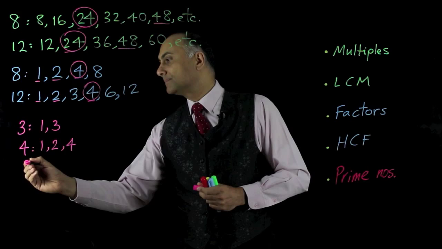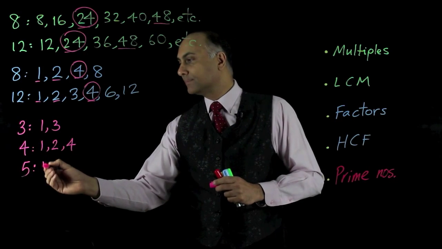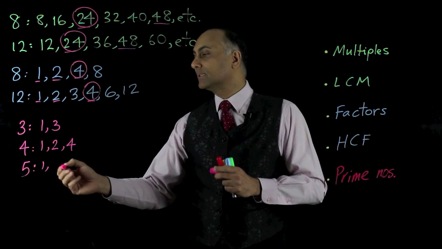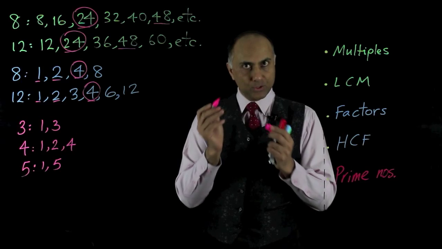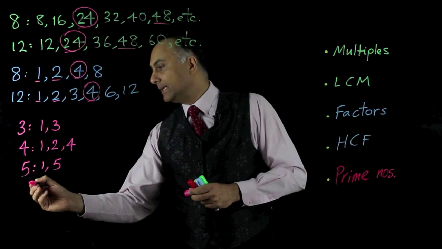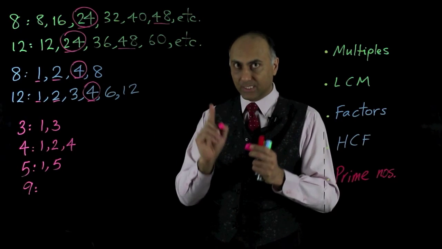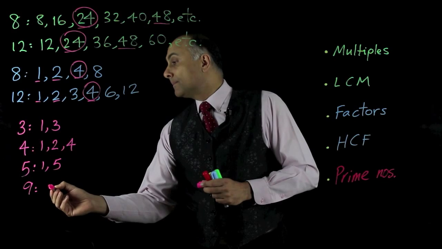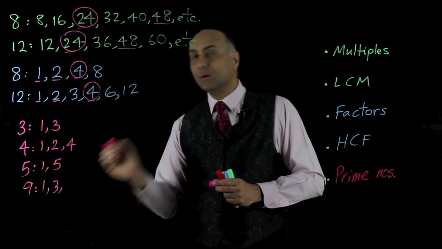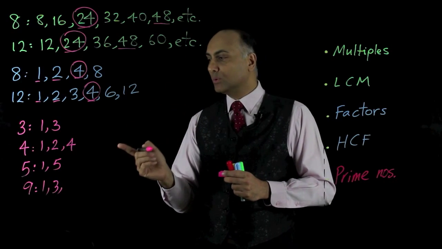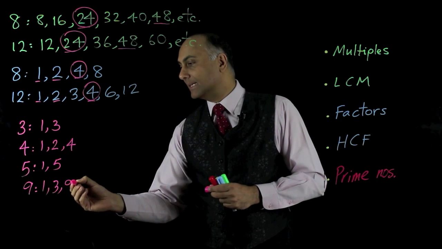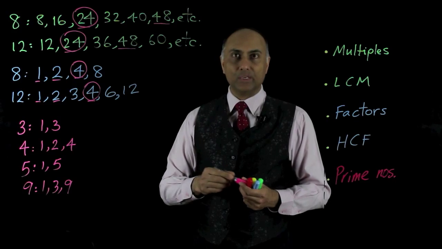Let's try 5. 1 goes, 2 doesn't, 3 doesn't, 4 doesn't, and 5 does. Since 5 has 2 factors, it is a prime number. Now let's skip a few and try 9. Let's test it to see whether it is a prime number. 1 goes, 2 doesn't, 3 does, 4, 5 don't. Now since we're past halfway, the only remaining factor will be 9 itself. 9 has 3 factors and therefore it is not a prime number.